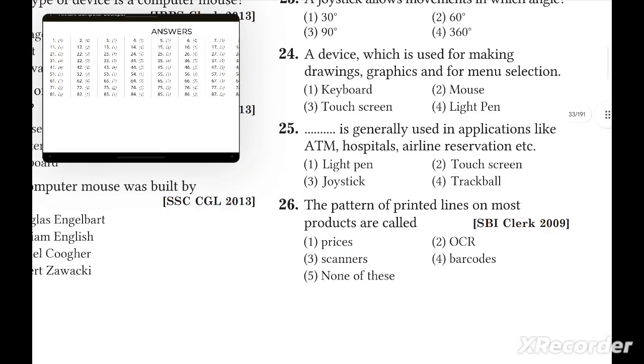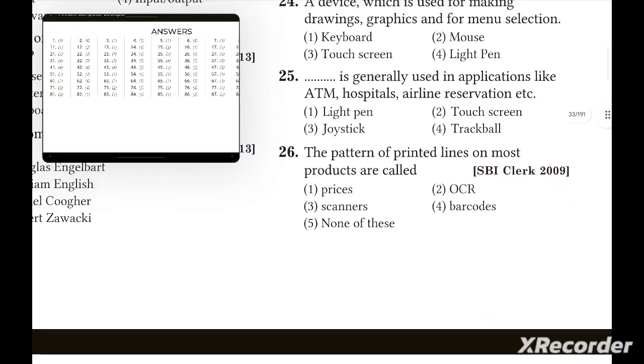Next, a device which is used for making drawings, graphics, and for menu selection. First, keyboard. Second, mouse. Third, touch screen. Fourth, light pen. The correct answer is fourth, light pen.